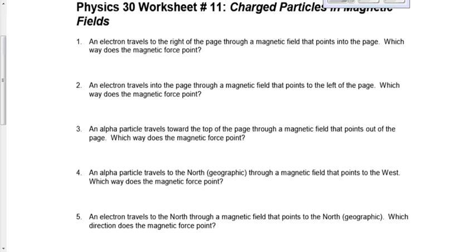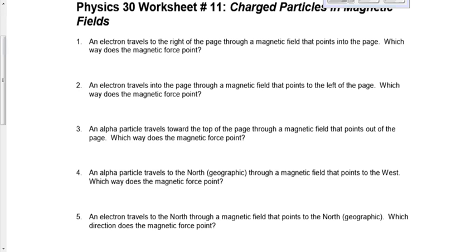Let's have a look at worksheet number 11, questions 1 through 8 right now. For all of these ones, we're going to use the hand rule for deflection. If you remember, the wire grasp, the first one we learned in this unit, was used to find the direction of the magnetic field caused by a moving charge. No external field, no force, just a moving charge. Which way does the field point? Thumb, fingers are curved, and your fingers point in the direction of the field.